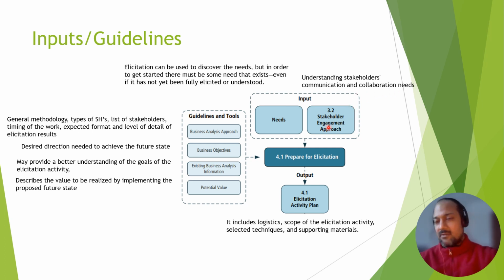And this is from the second knowledge area that we have covered, BAPM, and this is the second activity of that knowledge area. Then we perform this activity, prepare for elicitation, and we get the elicitation activity plan. Prior to that, we have a few other inputs in terms of the guidelines and the tools. So we have the business analysis approach, which is basically a general methodology. Remember, we talked about the predictive or adaptive approaches.